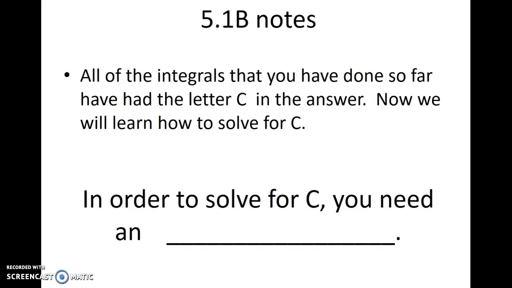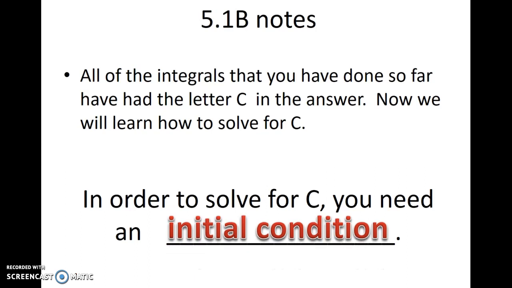So far, all the integrals that we've done have had the letter C attached to the answer. This is a generic solution. Now we're going to figure out how to solve for C. To do that, we first need an initial condition.